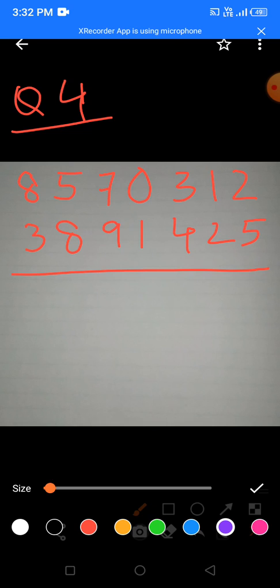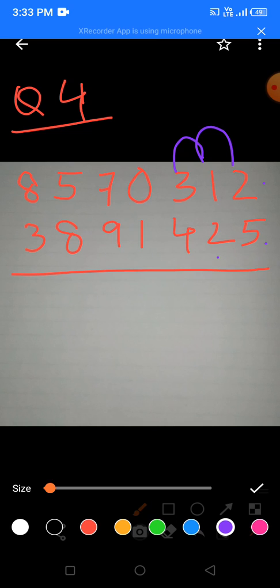So now children, can you subtract this? Can you subtract 2 from 5? No, because 2 is a smaller number and 5 is a greater number. So you will borrow. Can you borrow from 2? 1? No, because the number is greater and 1 is smaller.